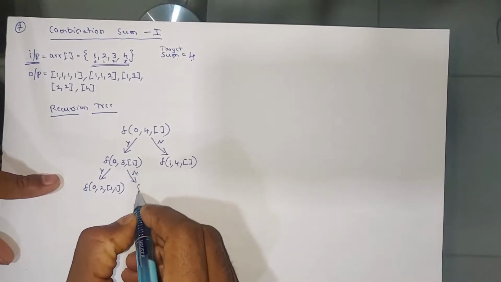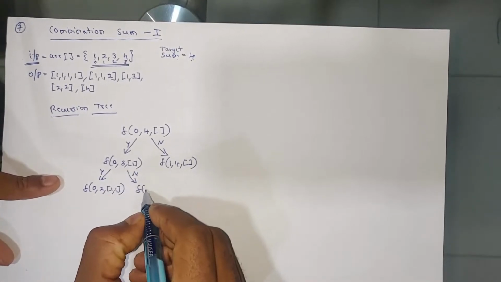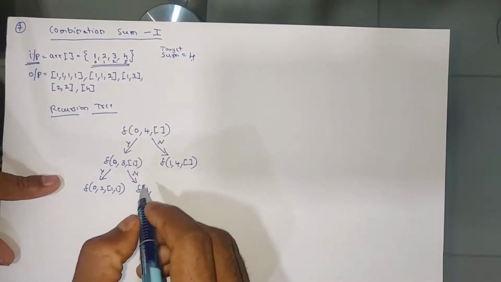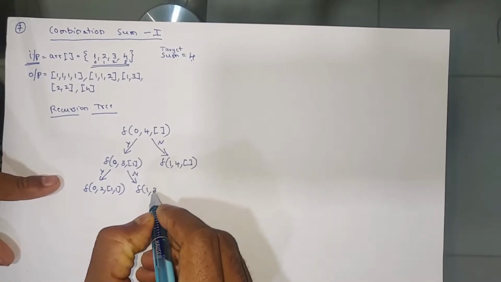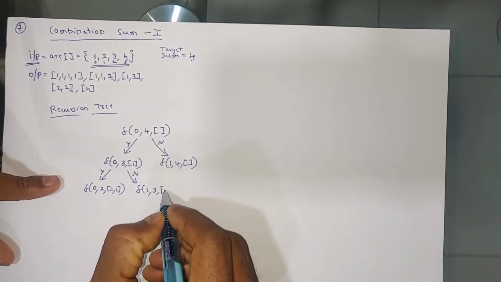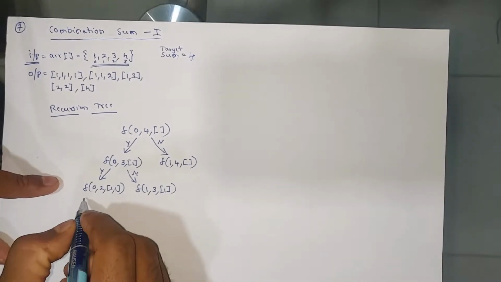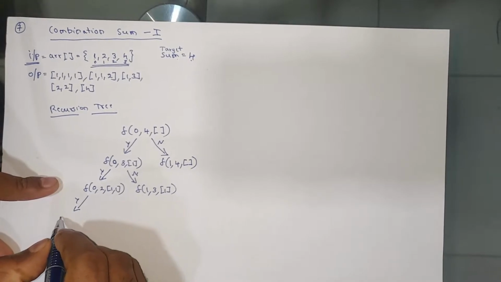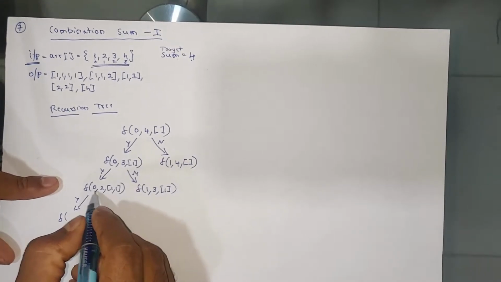What will happen in this case? Function 0, it will be incremented by 1 because I am not considering 0, and this will be the same, target will be the same, and this will be the same, right? Now let's expand this. Yes, what will my function call look like?